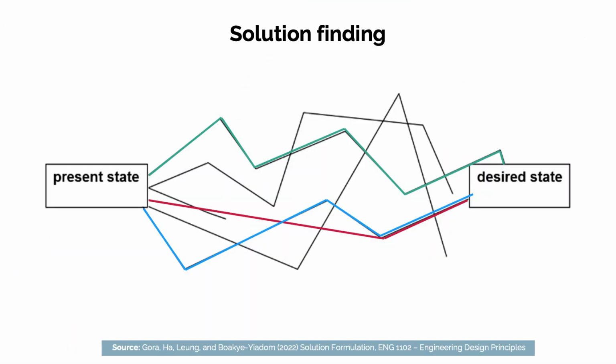Now, the problem formulation side is where we move from having a whole bunch of ideas, sometimes a little bit abstract, to having a really clear formulated statement of the problem. One thing that really helps us with this is trying to understand the present state and the desired state. The present state is the current situation where that problem exists. The desired state is where we're going to end up after we have solved the problem.